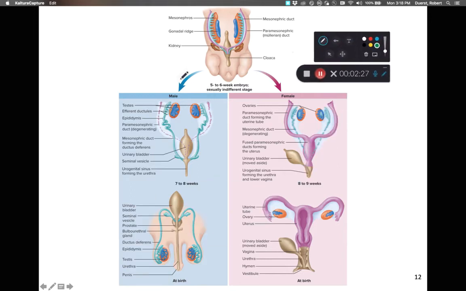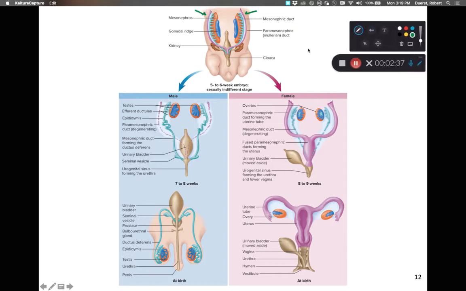We have the paramesonephric duct shown here in purple, formerly known as the Mullerian duct. I'm a little bit older and crustier, so that's the term I had to learn back in the day, the Mullerian duct. And then we also have the mesonephric duct shown in teal. For males, the mesonephric duct develops into the male reproductive tract. In females, this purple paramesonephric duct develops into the female reproductive tract.